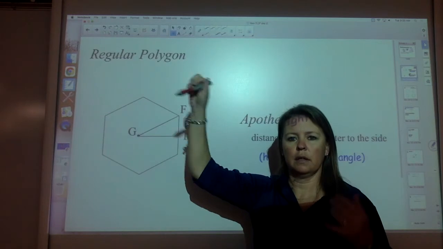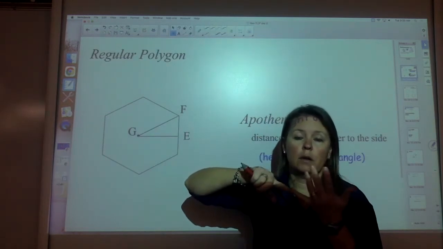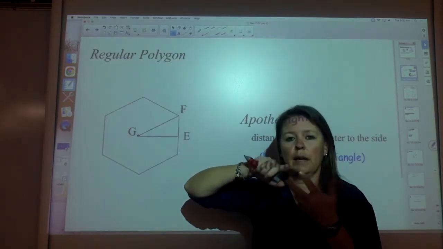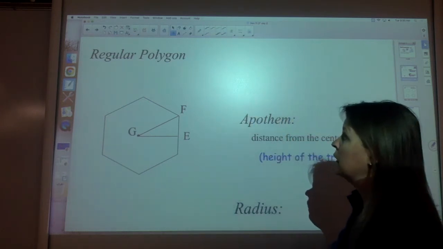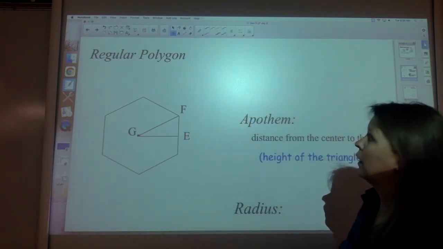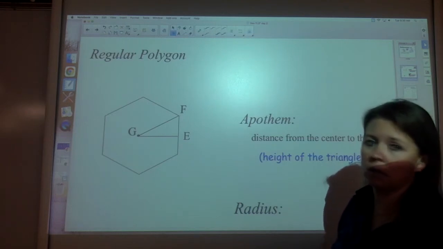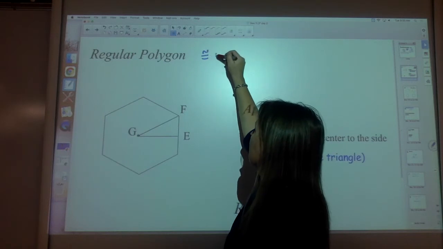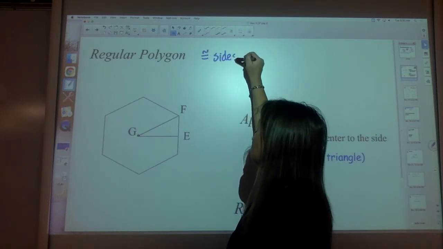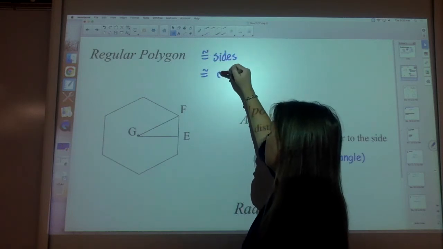You know your list. A regular polygon would be a square. You can use a square, or pentagon, hexagon, septagon, octagon, nonagon, decagon. Any of those would work. Let's do a little vocabulary first. Regular polygon has congruent sides and congruent angles. We learned that in a previous chapter.